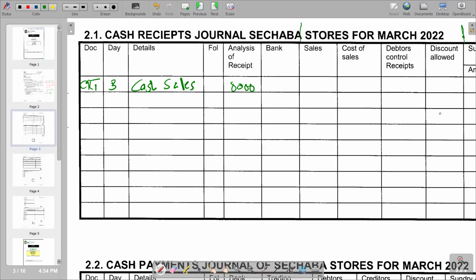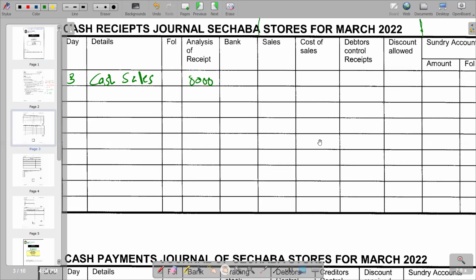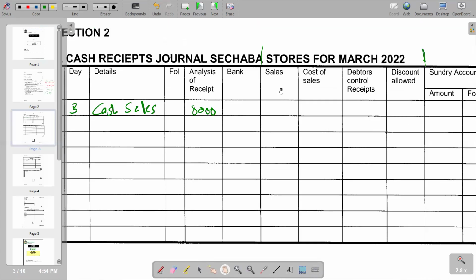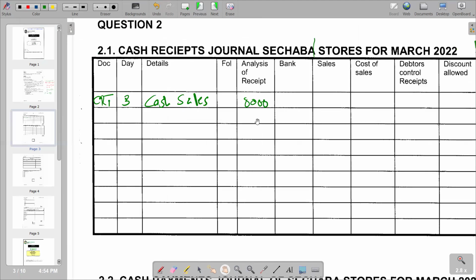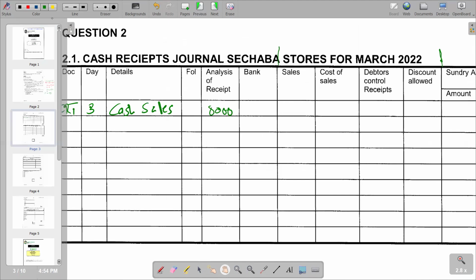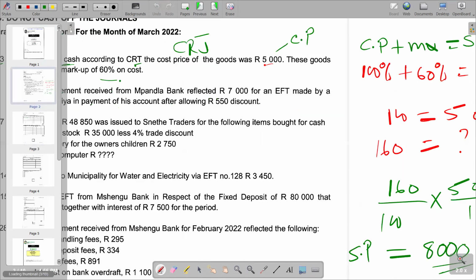If it qualifies, it means we are not going to post it under sundry, because remember we also have columns for sundry accounts. Those columns are meant for transactions which do not qualify within the other columns we are given. But basically, these are cash sales, and we see that we have a column for sales, so obviously we put our 8,000 again here. And for our cost of sales, we have the figure that we are given, which is 5,000, so we put our 5,000 there.